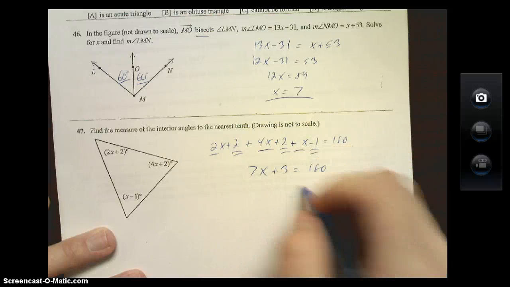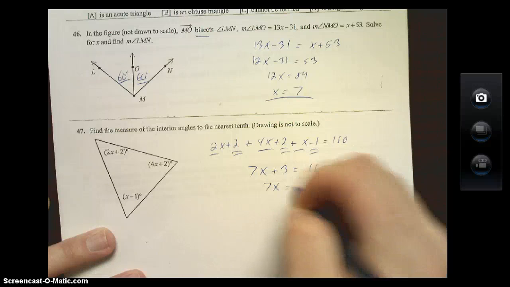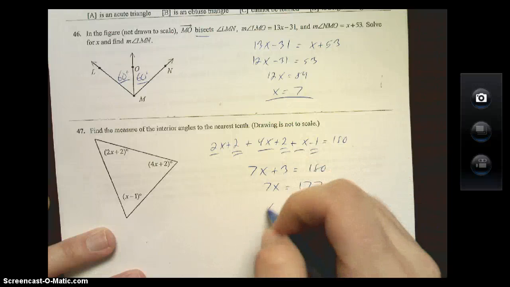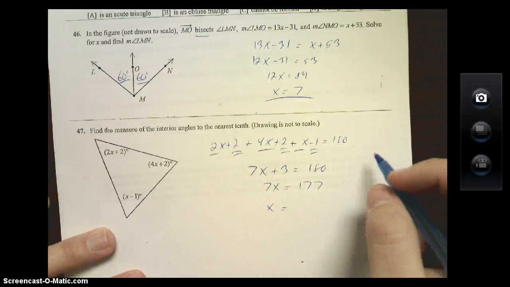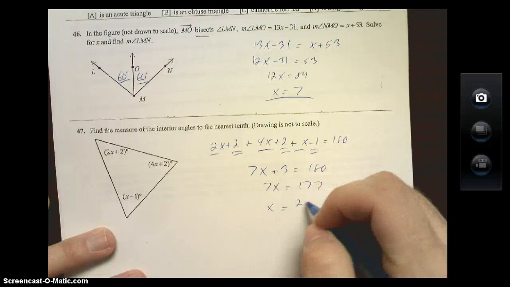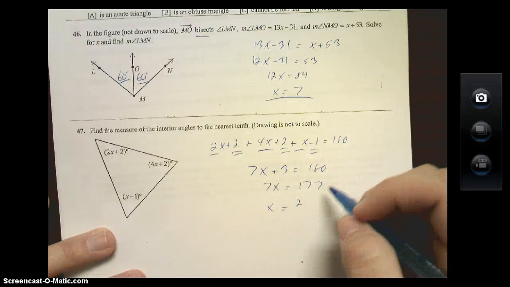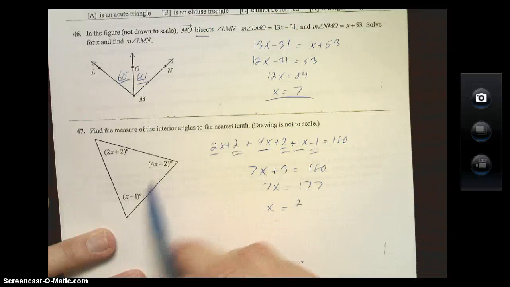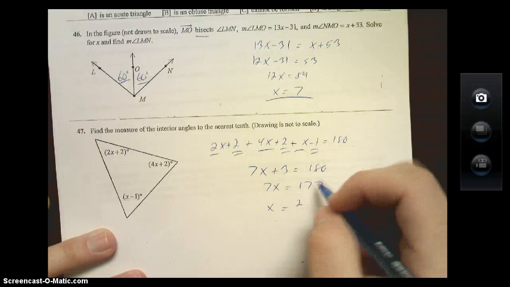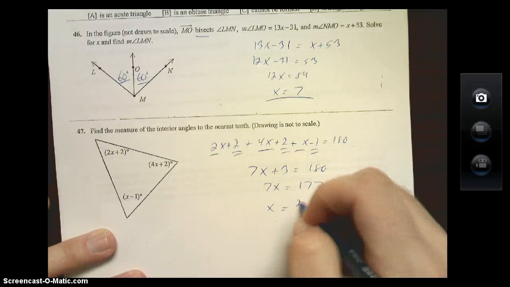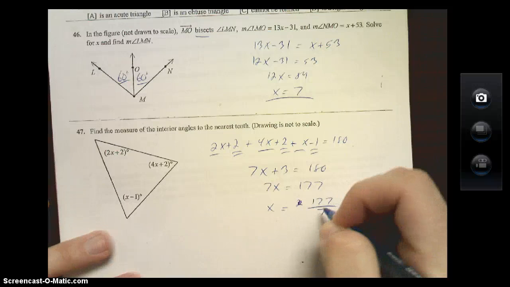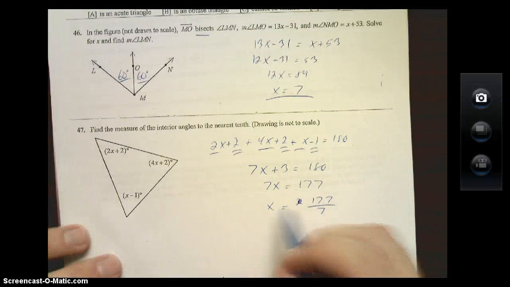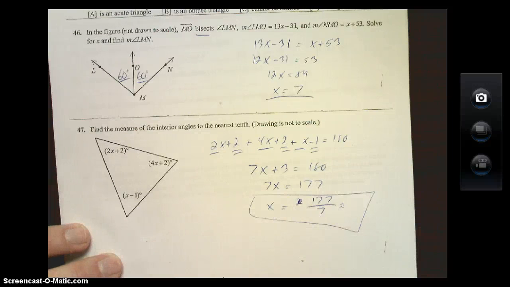Okay. Subtract 3 from both sides. 7x equals 177. Divide, let's see. 177 divided by 7, I think that's going to end up being a decimal. There you go. All right.